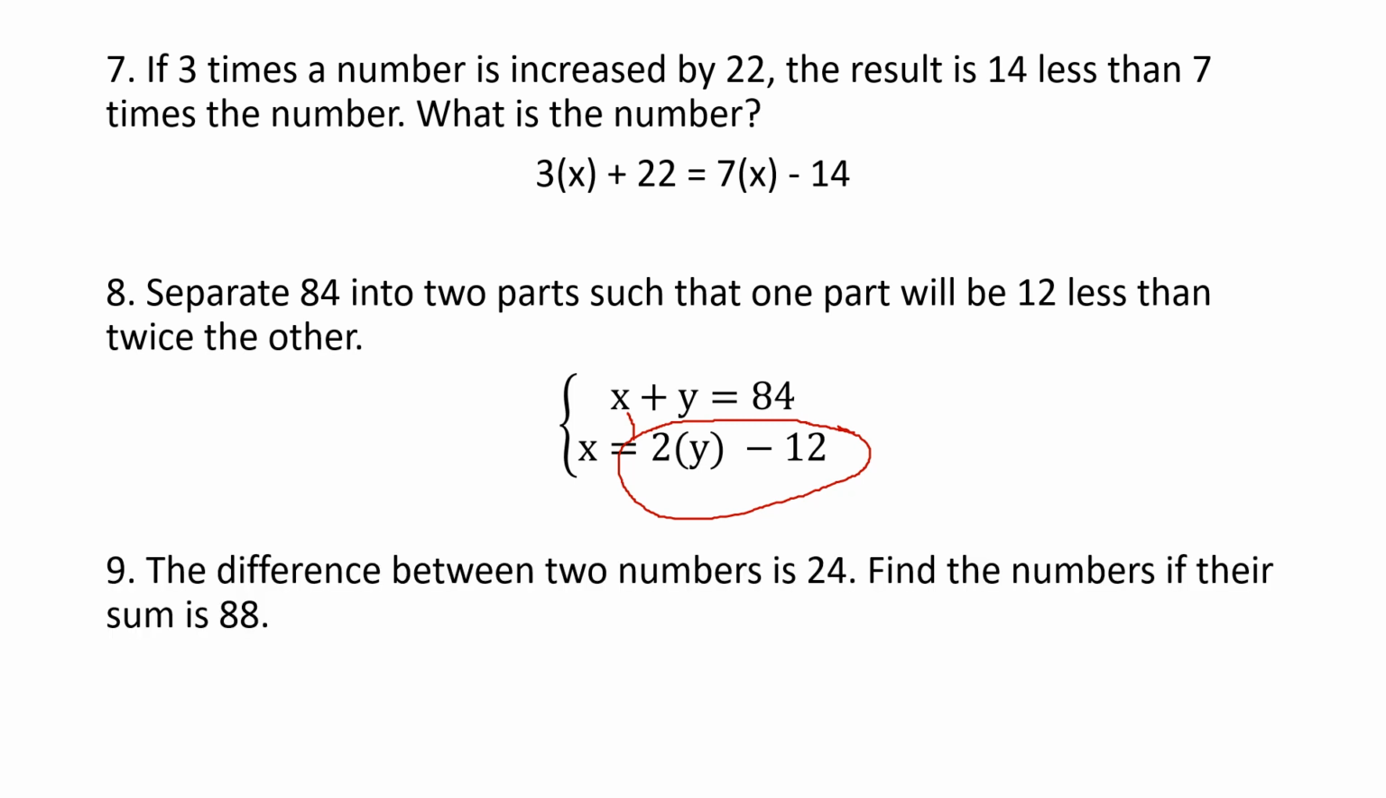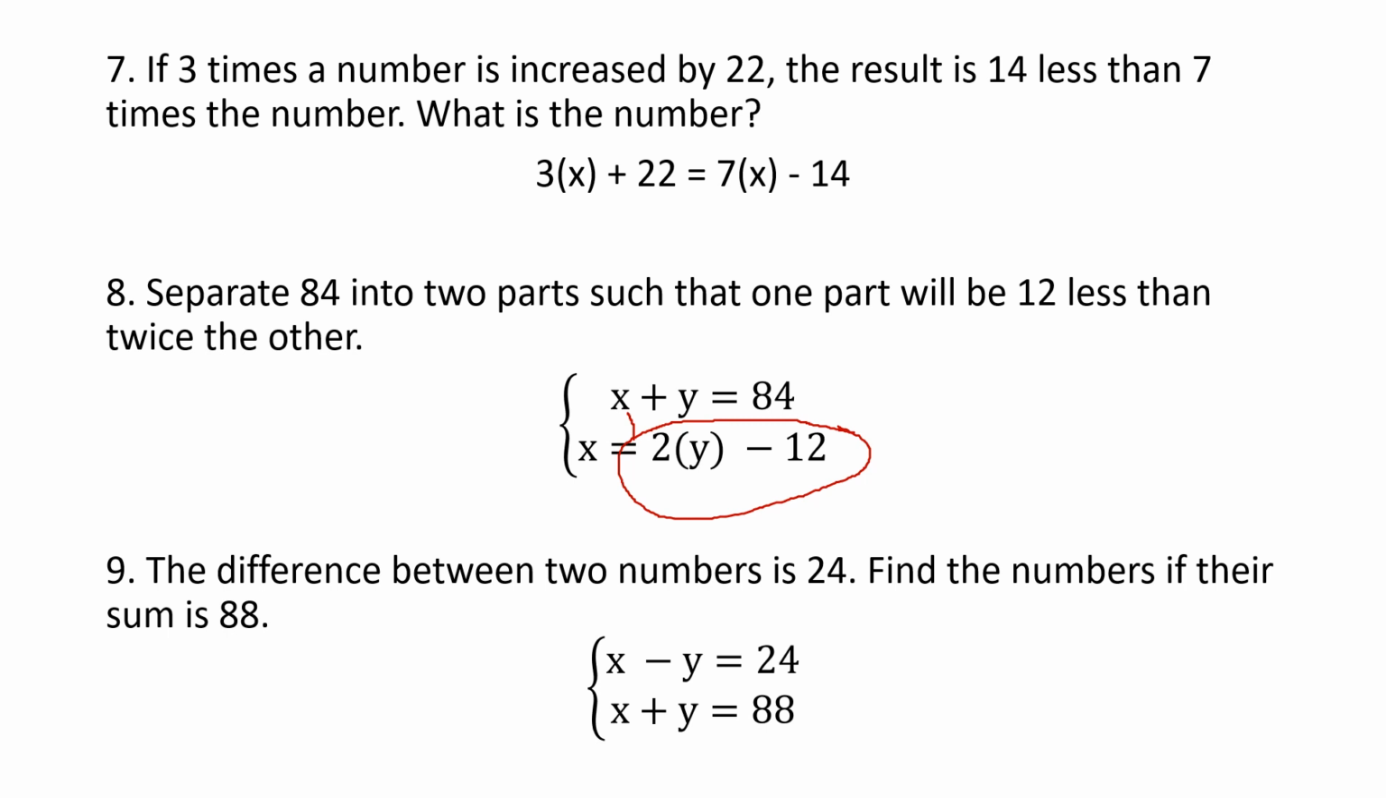Number 9 says the difference between two numbers. All right, I saw two numbers, so instantly I'm thinking two equations. The difference between two numbers is 24. Find the numbers if their sum is 88. So the difference, x minus y, is 24. Their sum, x plus y, is 88.